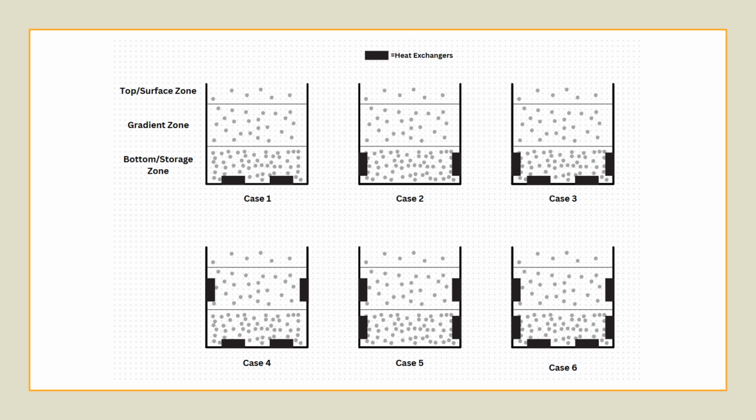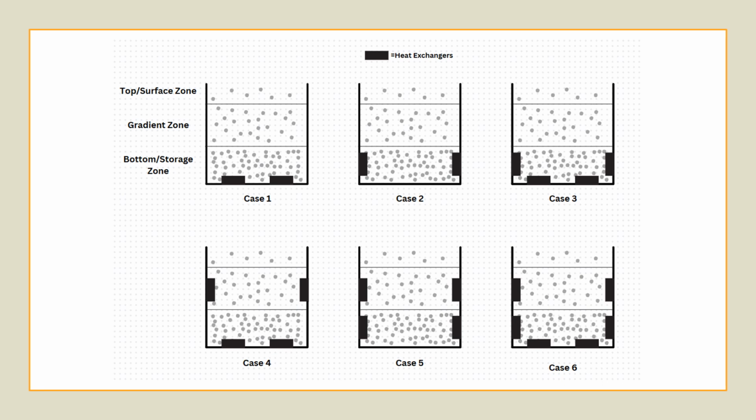Case 4 includes heat exchangers on the bottom of the pond and on the inside walls within the gradient zone. Case 5 includes no heat exchangers on the bottom of the pond, but features them laterally, on the inside walls of both the storage zone and gradient zone. Case 6 includes heat exchangers on the bottom of the pond and on the inside walls of both the storage zone and gradient zone.